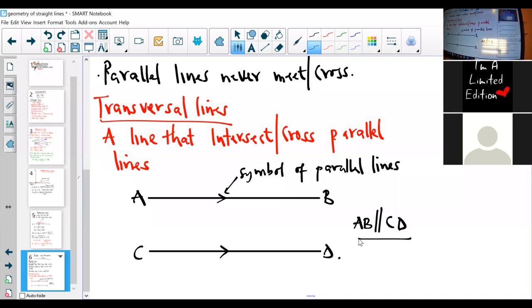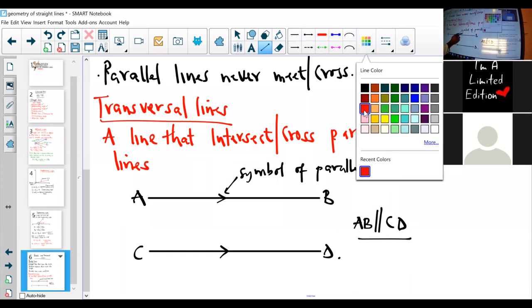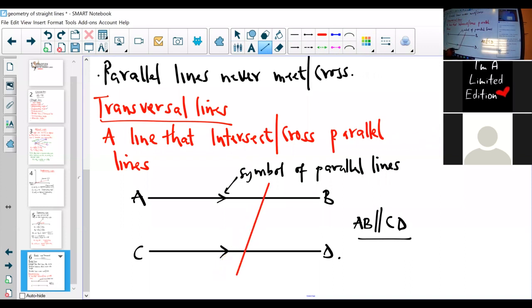Please take note of that symbol. AB is parallel to CD. I am going to now draw a transversal line. And a transversal line is a line that cuts both of them. Okay, I'm going to use a red to draw a transversal line. Good. That's a transversal line. EF is a transversal line.